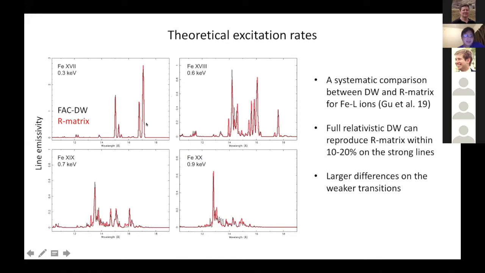So we have systematically compared the distorted wave-based and R-matrix-based spectrum, and here I am showing 4 ions at the temperature of their peak population. For the main strong transitions, we can see that the fully realistic distorted wave method, even with just isolated resonance calculation, can reproduce the R-matrix spectrum within 10 to 20% difference, while for those weaker transitions, it is possible that the discrepancy becomes larger. And these theoretical differences are actually also interesting candidates for the lab measurement.